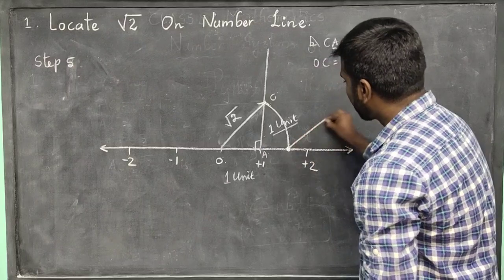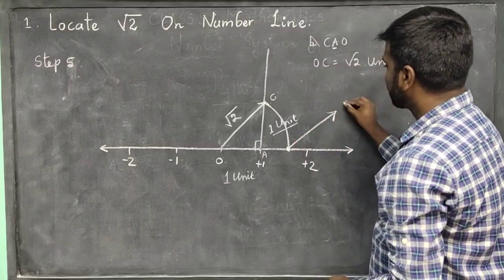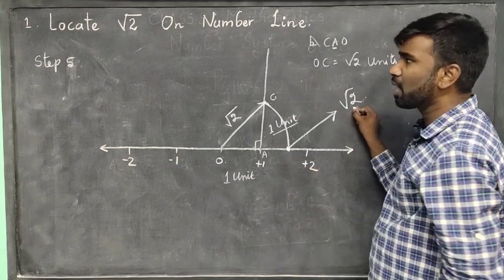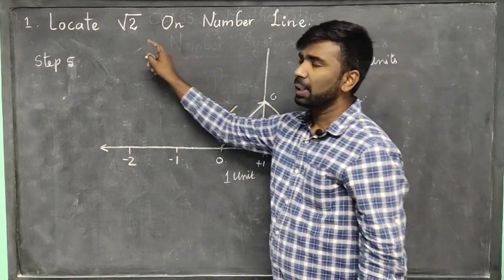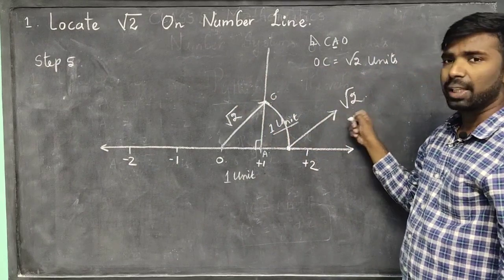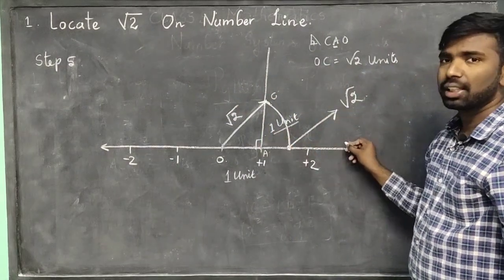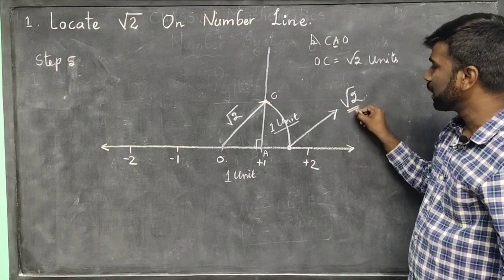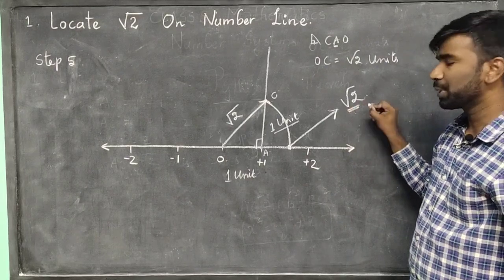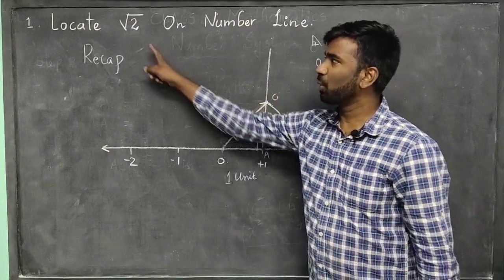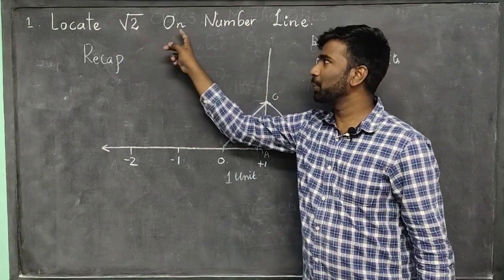This becomes the irrational number root 2 on the number line. This is how you plot an irrational number on a number line. This is a unique point on the number line locating what? Irrational number root 2.